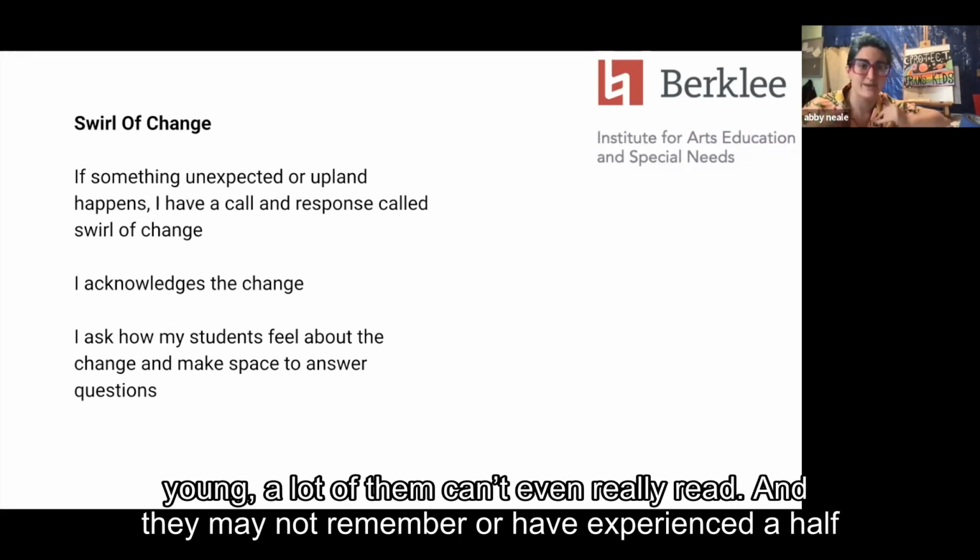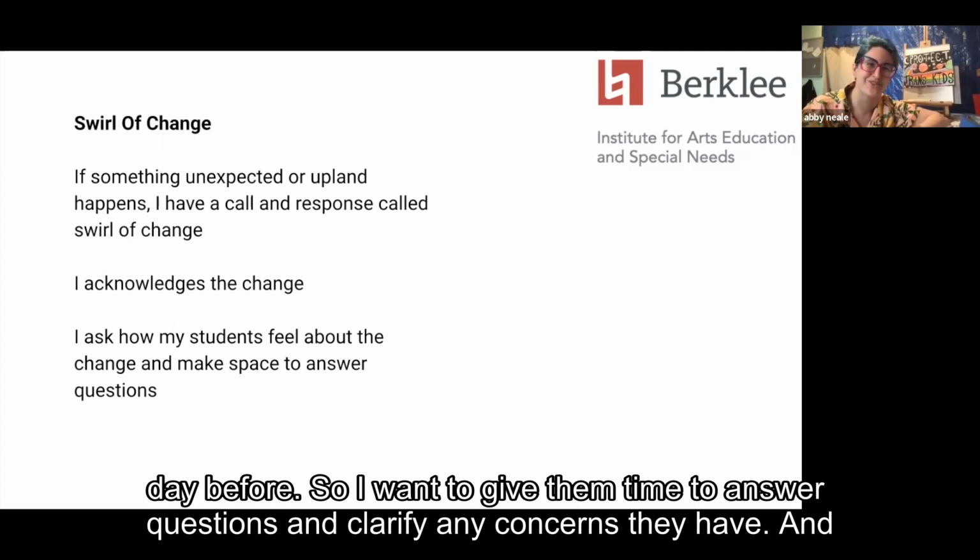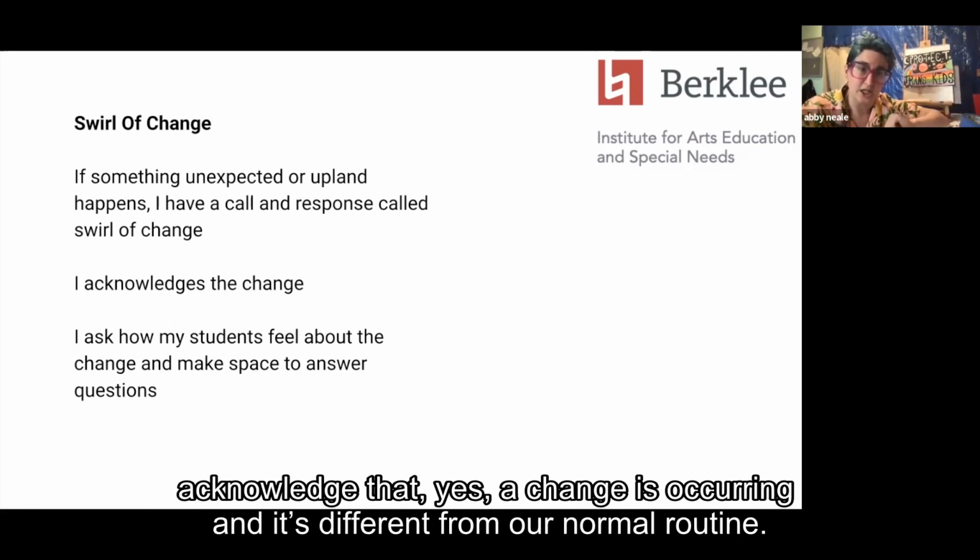pretty young. A lot of them can't even really read, and they may not remember or have experienced a half day before. So I want to give them time to answer questions and clarify any concerns they have and acknowledge that, yes, a change is occurring and it's different from our normal routine.